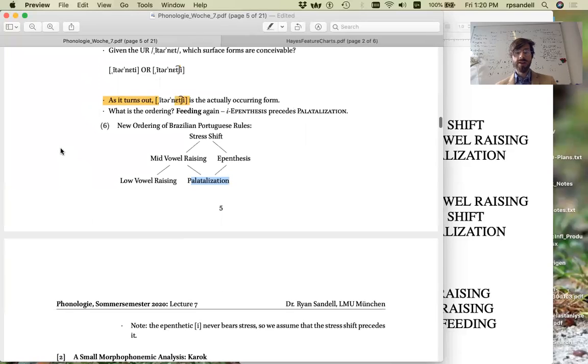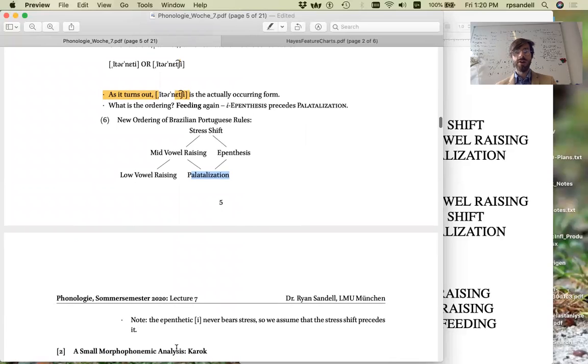So that concludes our brief look at Brazilian Portuguese data, and we can now take another short break before moving on to data from the Karo language.